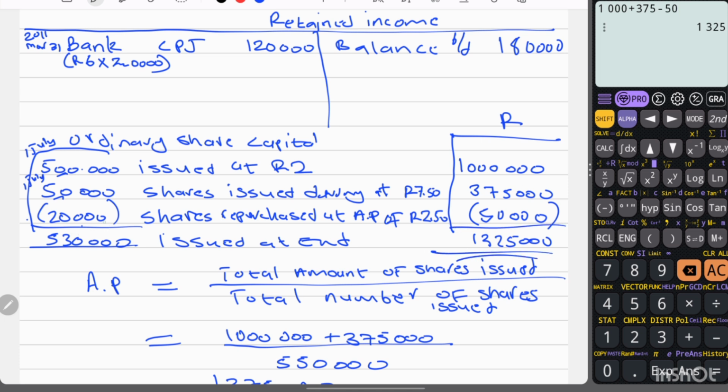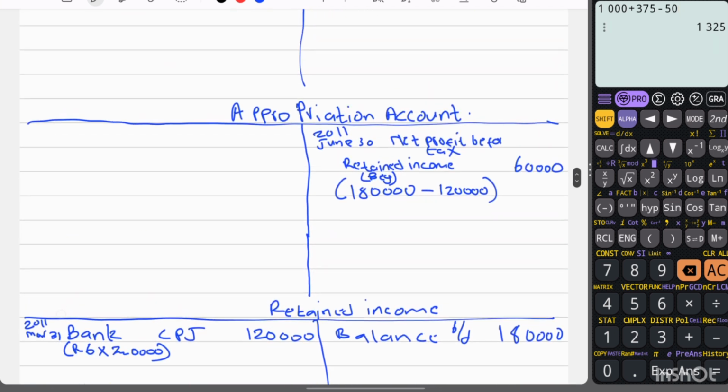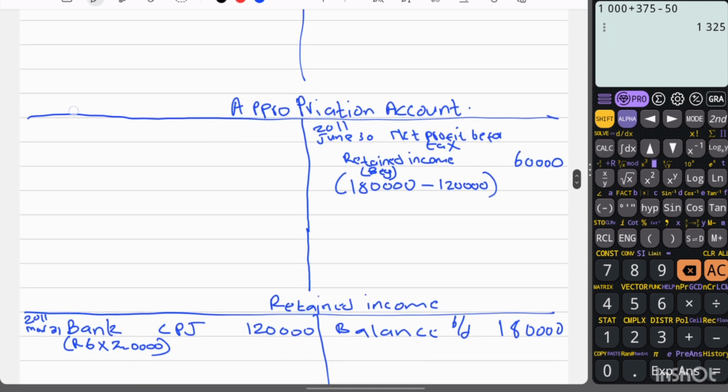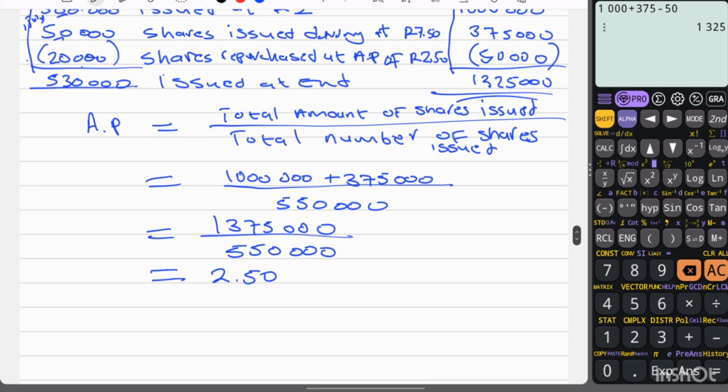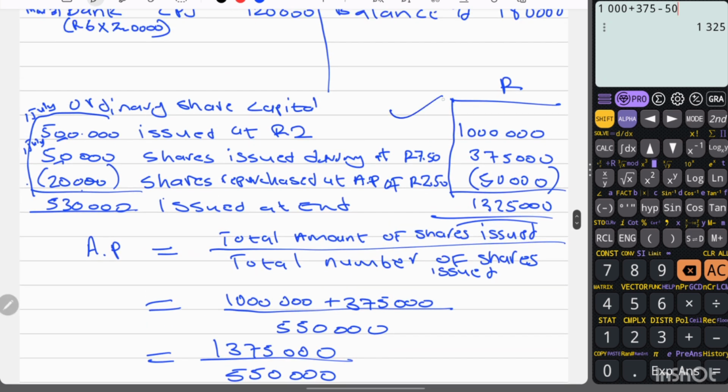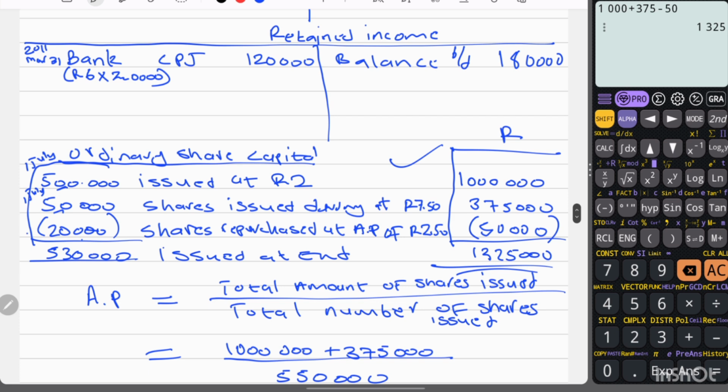So that means we're going to calculate the final dividends on 530,000 shares, because by the time we're declaring the final dividends, we had 530,000 shares in the company. Okay, I hope you understand this one, because this one is very important. Even this note for ordinary share capital is very important. Make sure you master it.